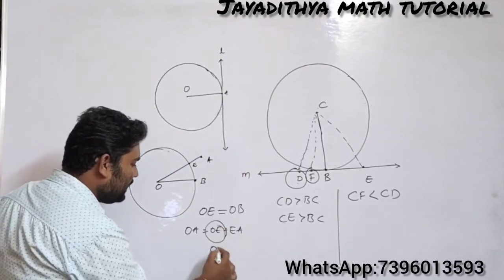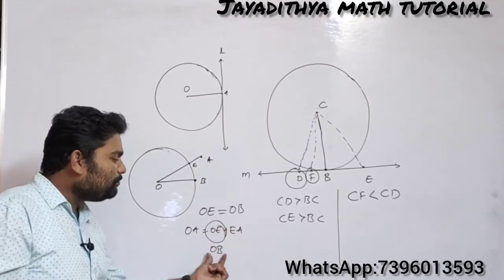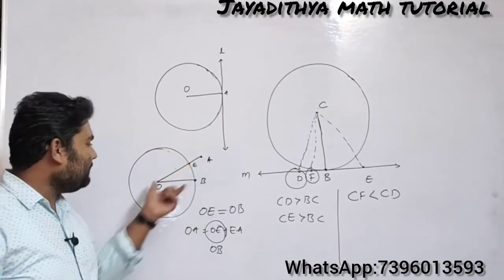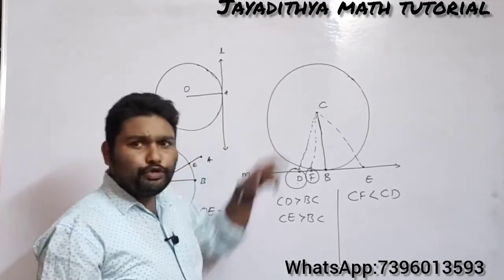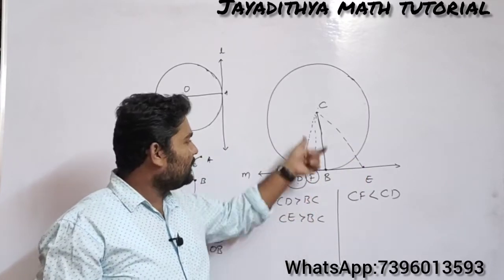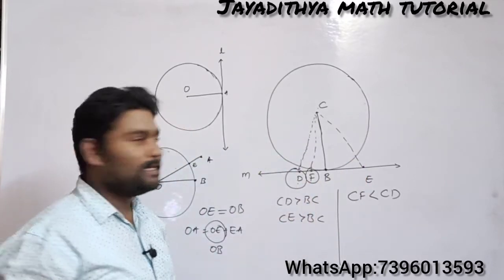So this is already written, it is OB. So OA is something greater than OB now. So this distance will be greater than OB here. So by taking external points on the tangent, you can observe that CB is the shortest distance here.